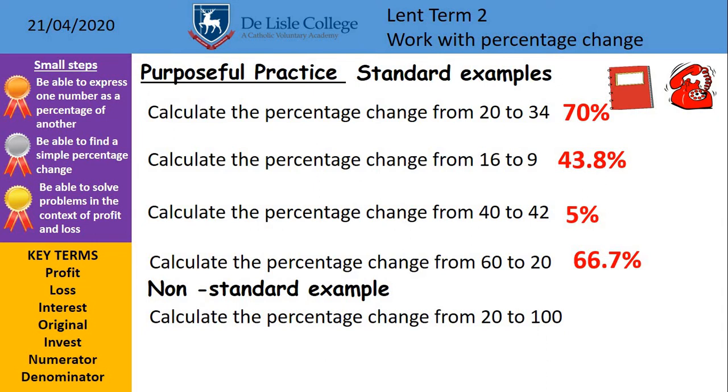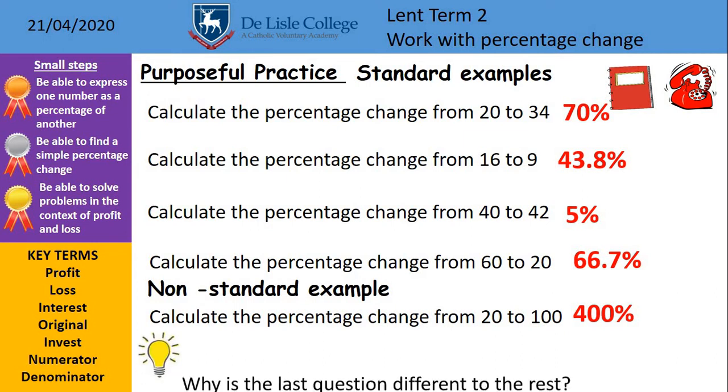A non-standard example, calculate the percentage change from 20 to 100. Do it in exactly the same way. So you'll have a difference of 80. 80 over 20, so this is why it's non-standard, because the numerator is top heavy. So 80 over 20 we know is 4. Multiply this by 100, this would be 400%.